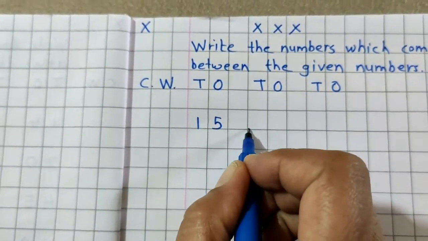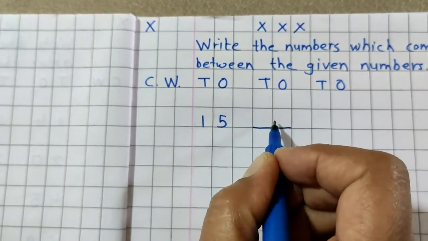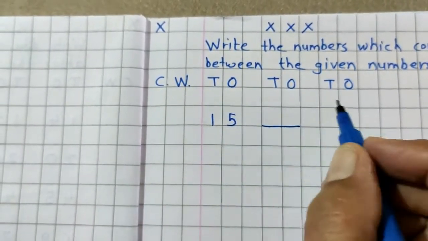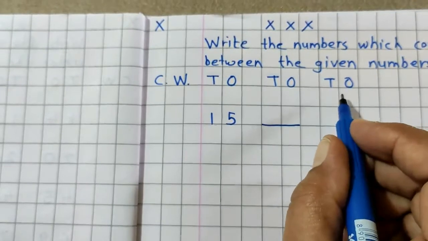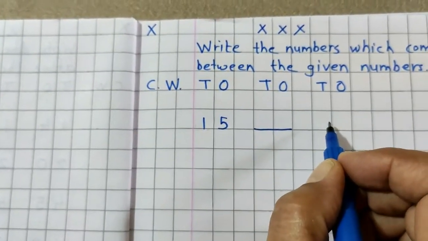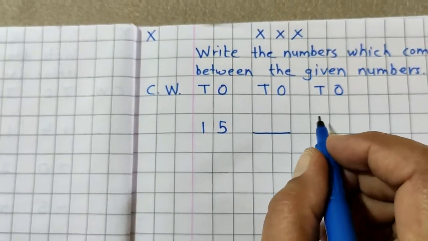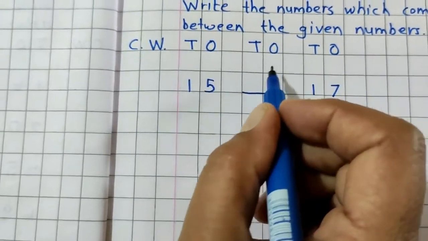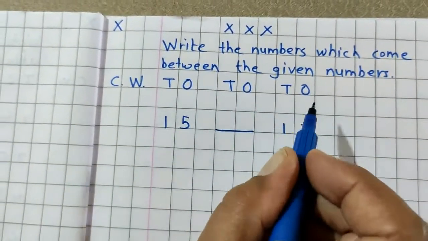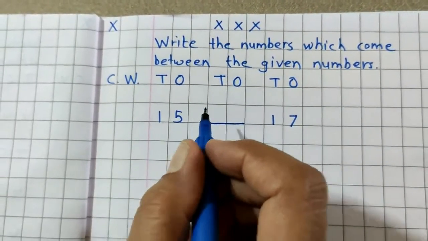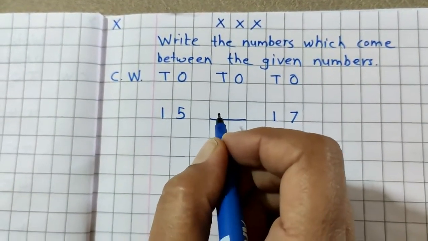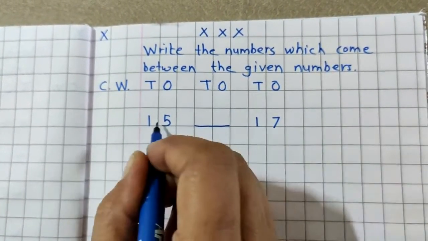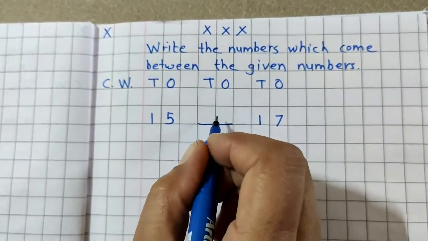Put a dash below the second TO and before that you have to leave a box, 1 box gap and below third TO write number 17. Children, everywhere you have to leave 1 box gap. Now here the number 16, the number which comes between these two numbers is 16.